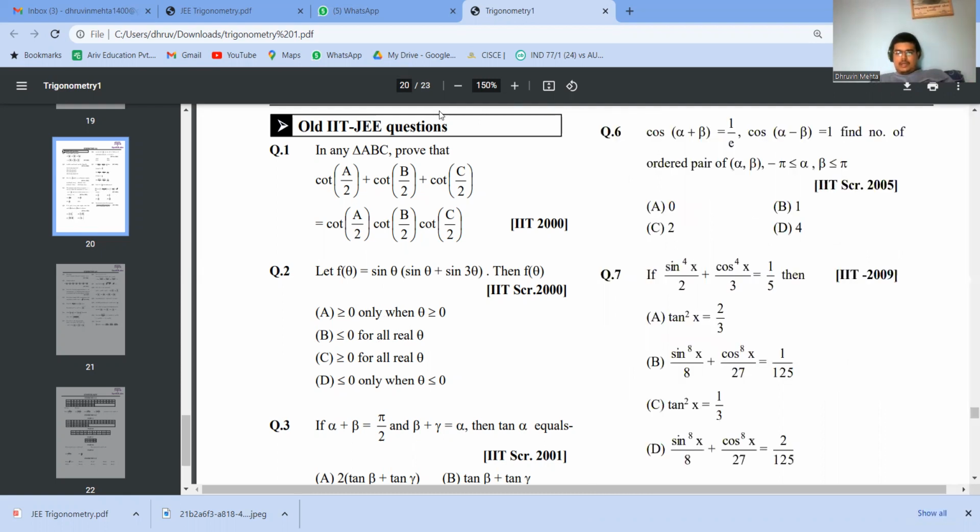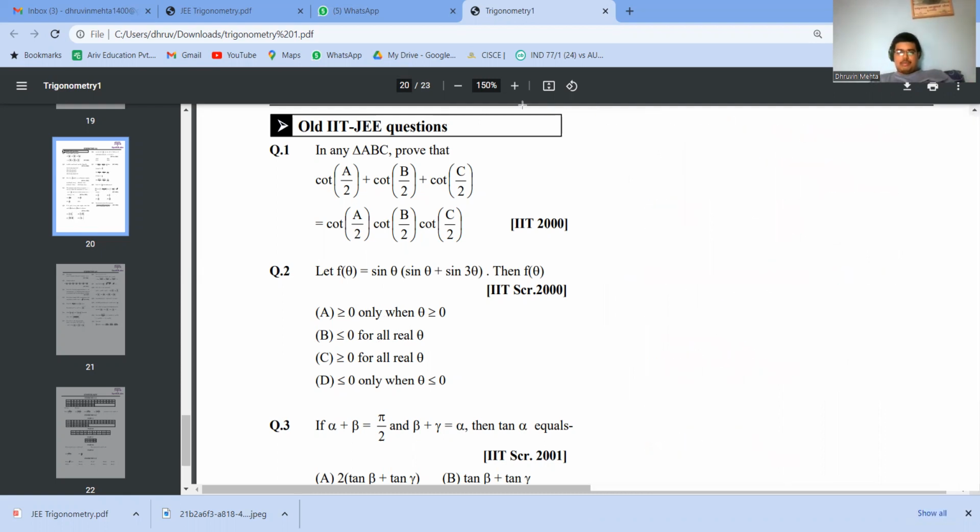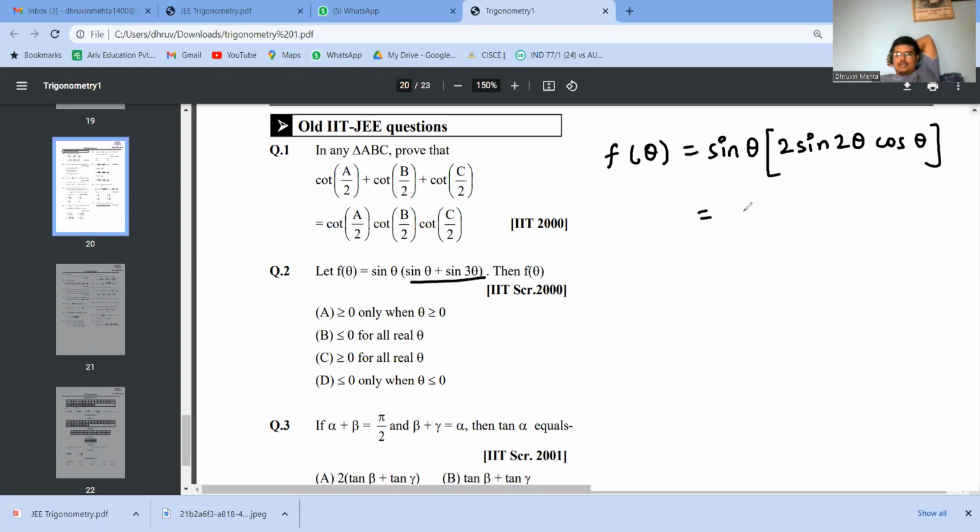Let us understand what this equation is. So tell me, which formula do we use to simplify this? We have f of theta equal to sin theta into sin theta plus sin 3 theta. Correct, we'll use sin C plus sin D. So what will we get? 2 sin 2 theta cos theta. So this is 2 sin theta, and then we have sin 2 theta and cos theta.